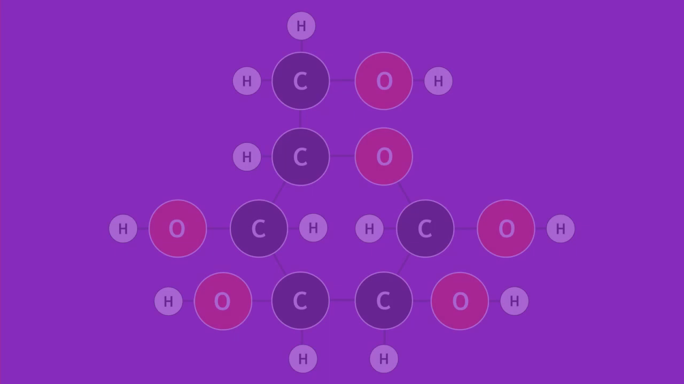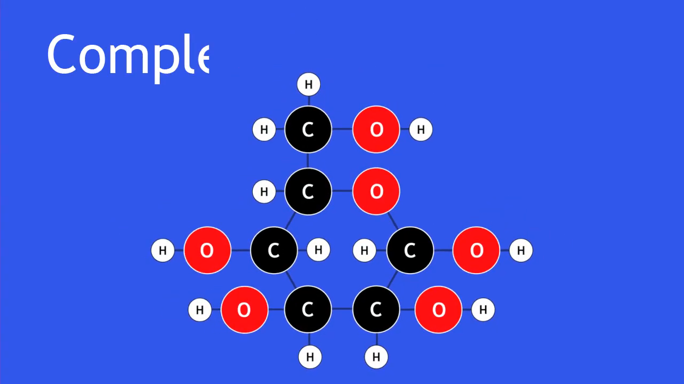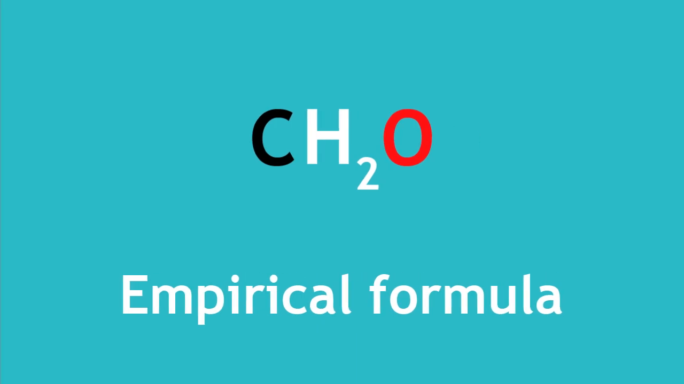This is the molecule glucose. Pause the video now and complete the molecular formula for glucose. You should have counted 6 carbon atoms, 12 hydrogen and 6 oxygen atoms, so the molecular formula is C6H12O6.